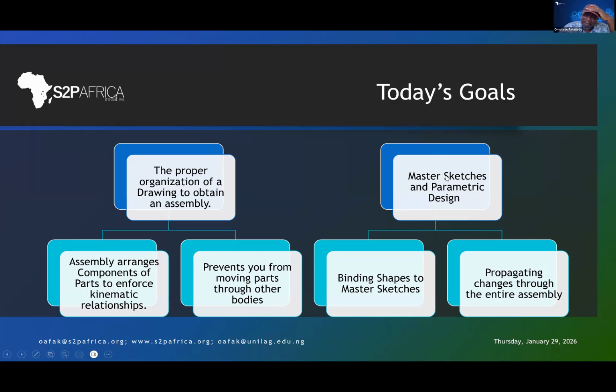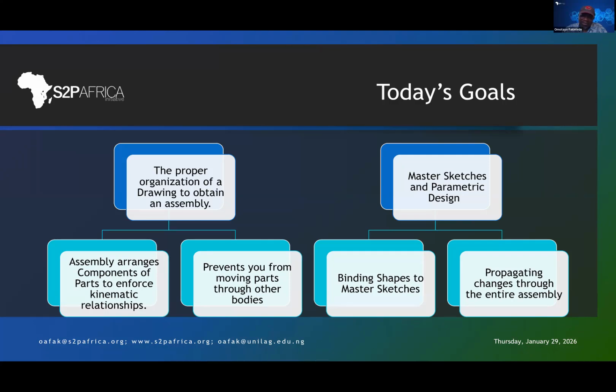We will take a look at master sketches and parametric design. You will have a sketch that you are not going to use to do anything other than to guide other sketches. So they are master sketches. They are master over other sketches. It's not because you want to draw anything or you want to make a body from them, but you want to use them as a template for other sketches. You will get to see why such master sketches are needed.